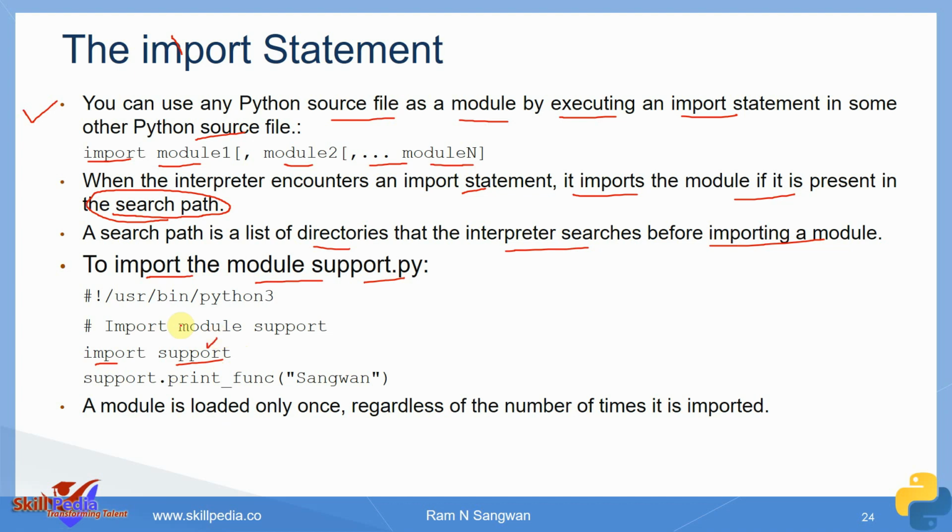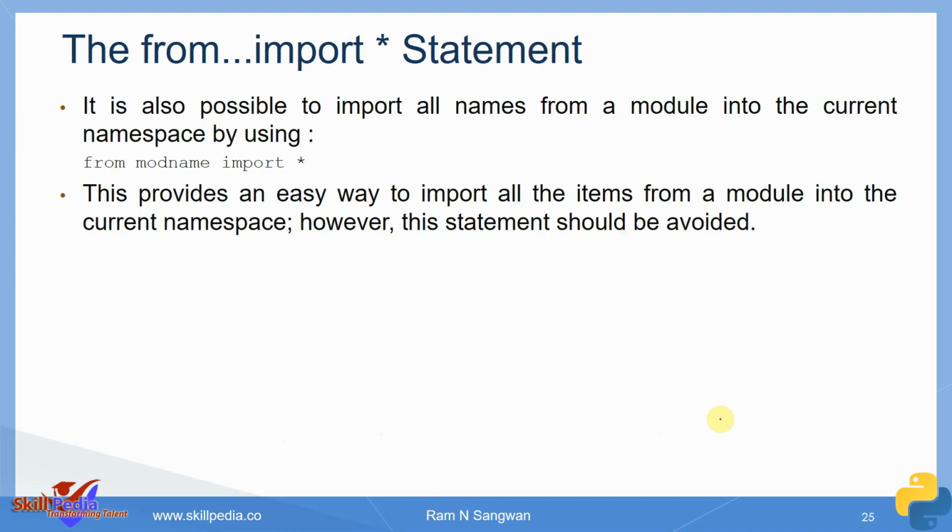And then you call the function support.print function, and you are passing the value. Now what you have done, the function is declared in support.py, and you are calling that function in another program, another file. You got my point? The module is loaded only once, regardless of the number of times it is imported, and you can call it as many times as you want now.